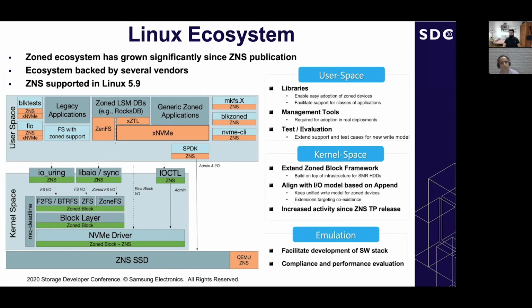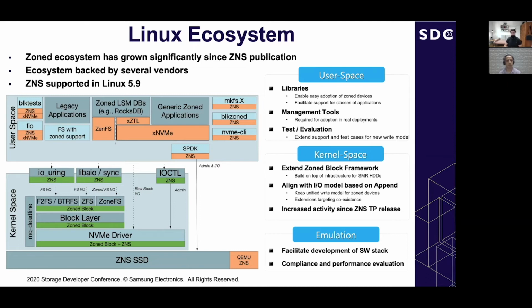Thank you, Javier. So the picture here is the bird's eye view of the Linux ecosystem for ZNS. At the bottom, we have the ZNS SSD, which implements the device side of the ZNS TP. Parallel to that, we have QEMU, which implements the same TP and presents an emulated ZNS device. And that helps in faster development and testing of the software stack. Moving upwards to the kernel, from 5.9 onwards, ZNS support is present in the NVMe driver.